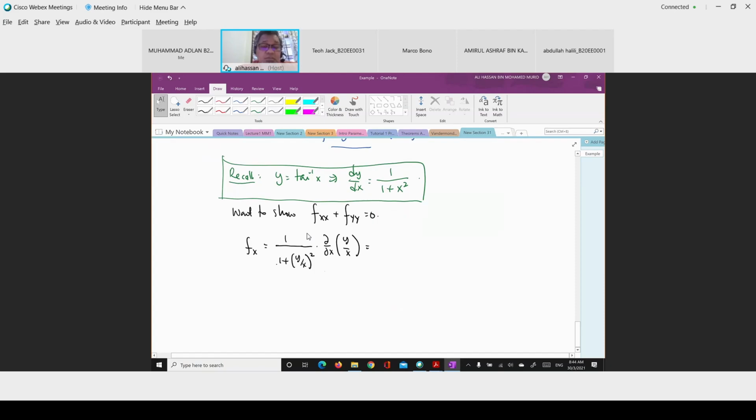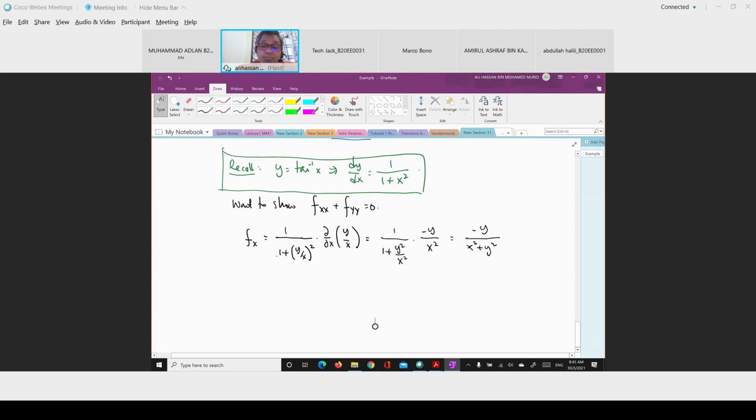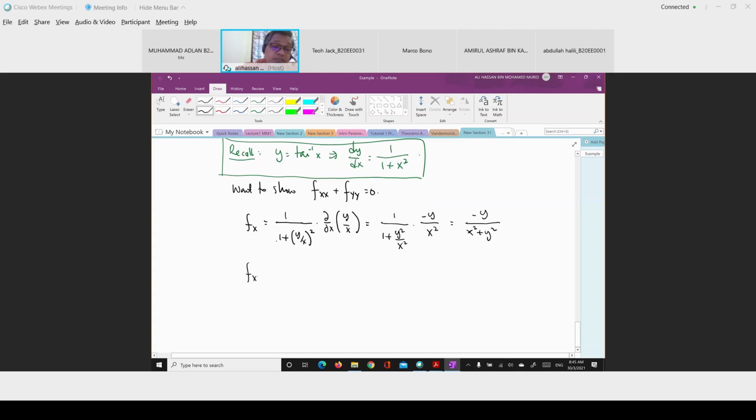Using the chain rule, here we have 1 over 1 plus y squared over x squared. What is that partial? This is equal to y x to the power minus 1. It's like we want to differentiate x to the power minus 1. So it is minus 1 over x squared, right? If you multiply x squared to the denominator, you will get x squared plus y squared. So what is now f partial x x?